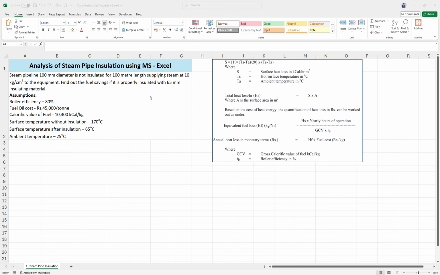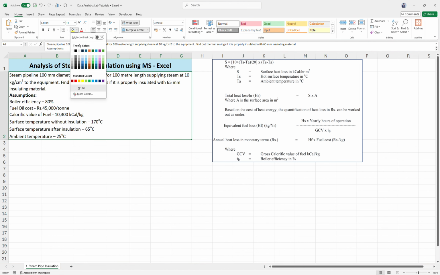Today we are going to learn about analyzing the insulation of a steam pipe using MS Excel. This is the problem statement that we have at hand. We have a steam pipe which is having a diameter of 100 mm. It is not insulated and the length of the pipe is 100 meters. The steam supply pressure is 10 kg.